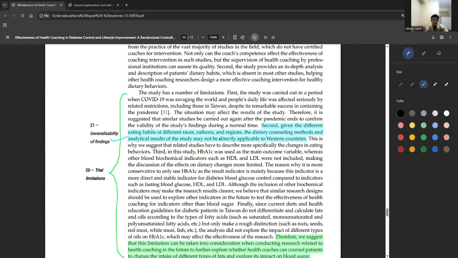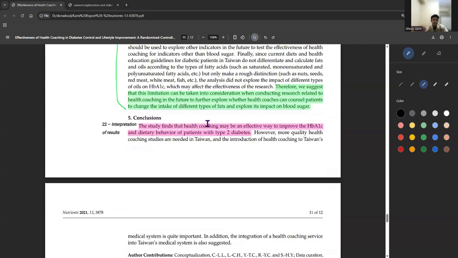And then we go next to item 21, generalizability of the findings. The authors say the findings could apply to similar hospitals, meaning this study can apply in other hospitals. And then we move to item 22, interpretation, consistent with results and balancing benefits and harms. The study says that health coaching may be an effective way to improve the HbA1c and dietary behavior of patients with type 2 diabetes.